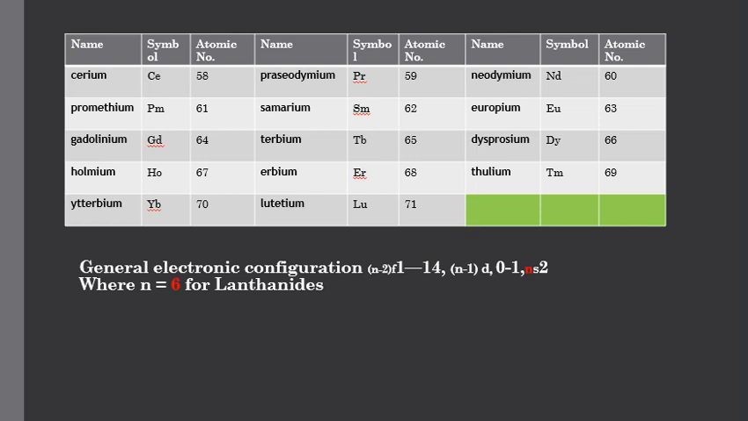Dear students, the general electronic configuration of lanthanides is ns2, now see back, (n-1)d0 to 1, then go back, (n-2)f with the number of electrons 1 to 14, where n is equal to 6 for lanthanides because lanthanides belong to period number 6, and period number 6 elements contain 6 shells.